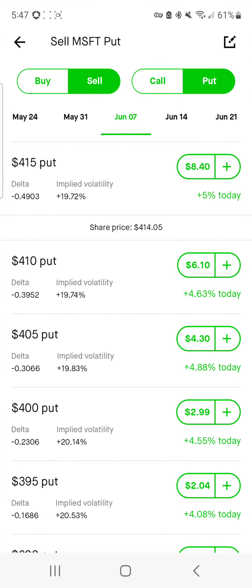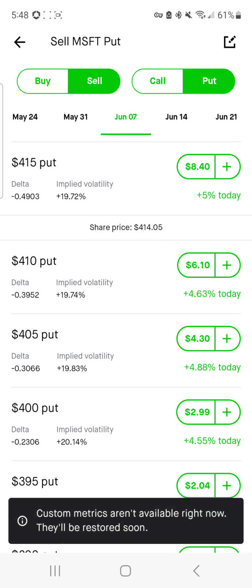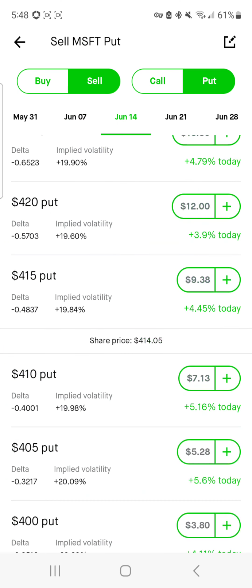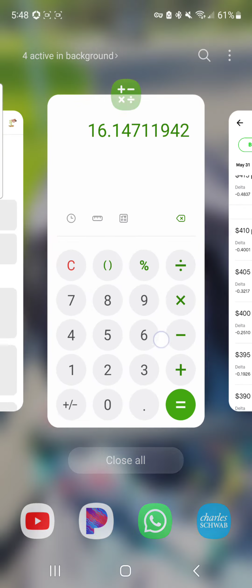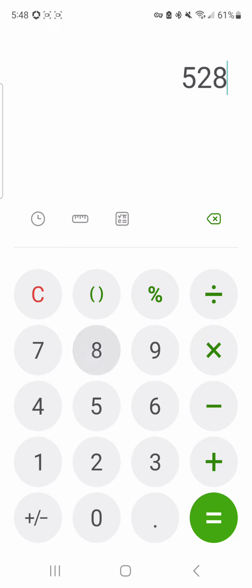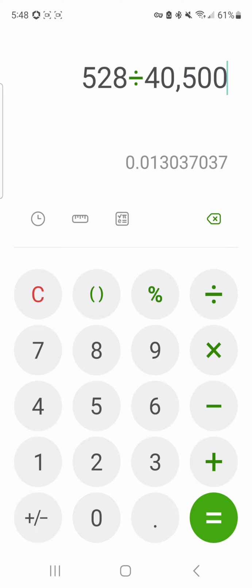And let's go down to a further expiration. Let's go down to June 14, and let's go to the same strike price of 405, which is a 0.32 delta. So you could see the delta is a little higher, but you are getting more money. So you could think, oh, it's equal, but maybe it's not, because look at this. Let's say you're going to get $528. So let's go to $528 divided by 40500. So it's $40,500 in collateral to put up to receive $528.